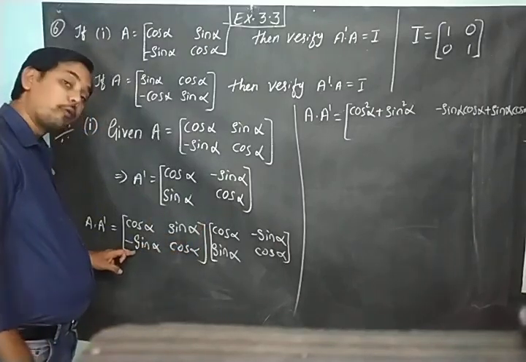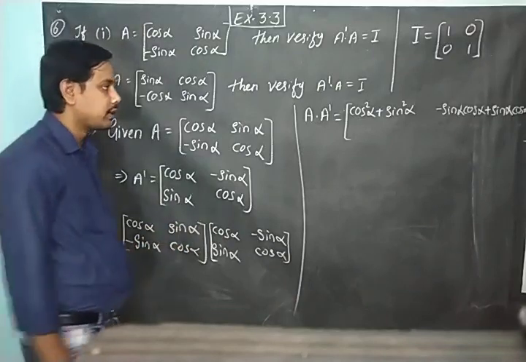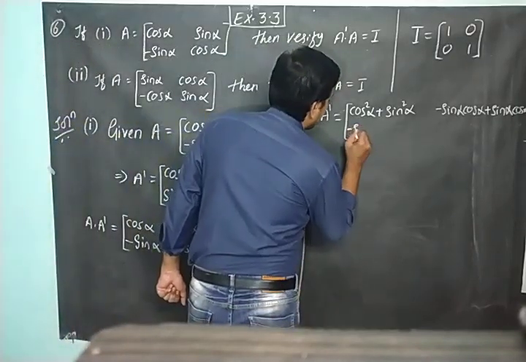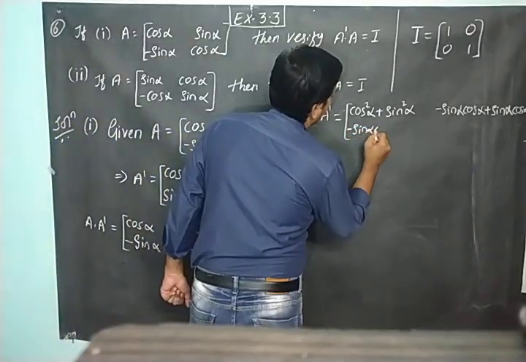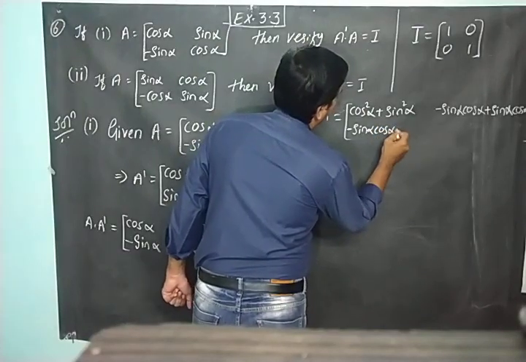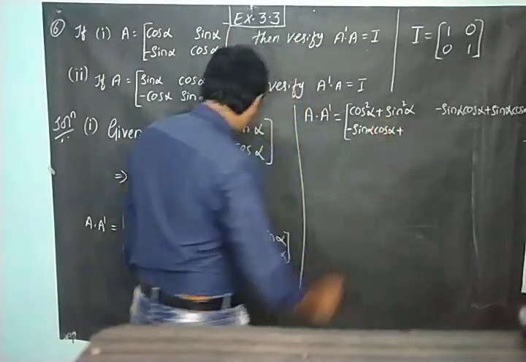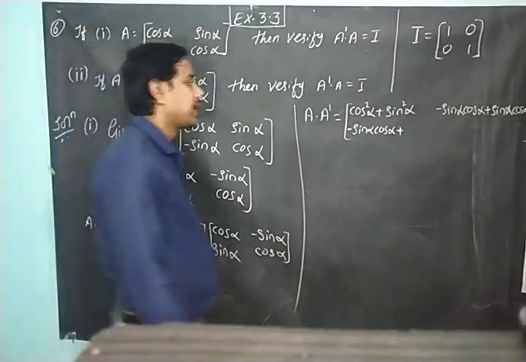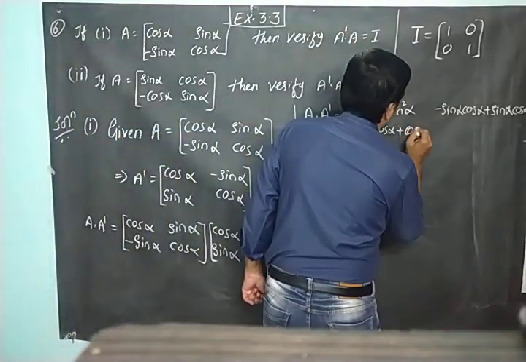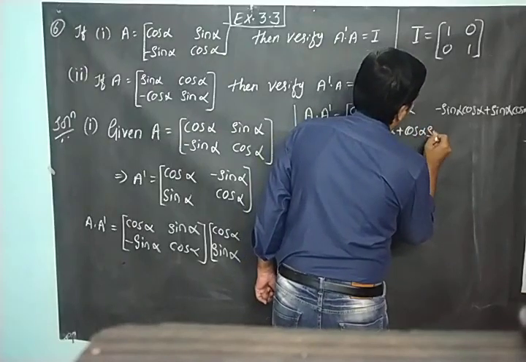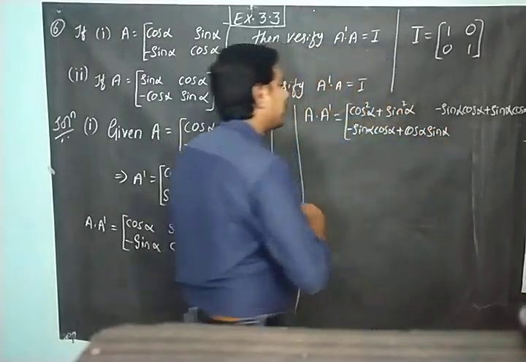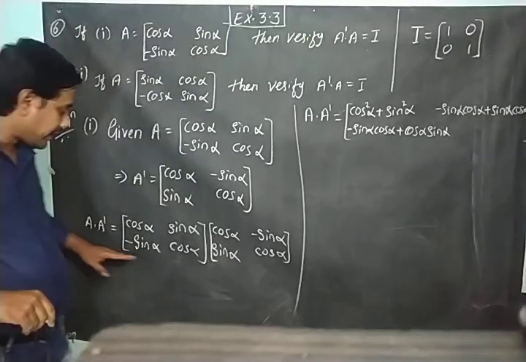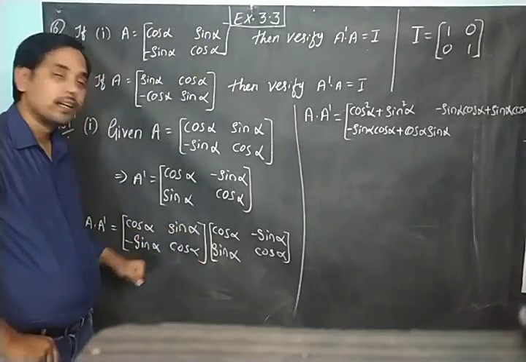If we multiply, what do we get? Minus sin alpha into cos alpha, that is minus sin alpha cos alpha, plus cos alpha into sin alpha. Right, this is what we get if we multiply second row with first column.